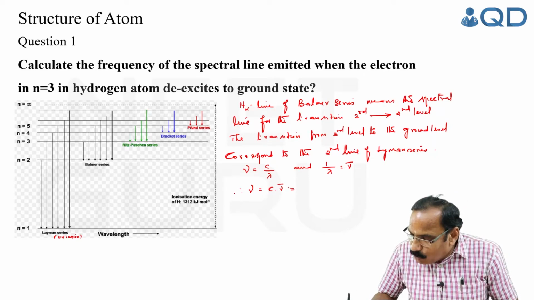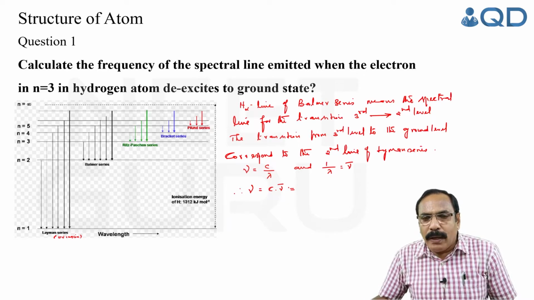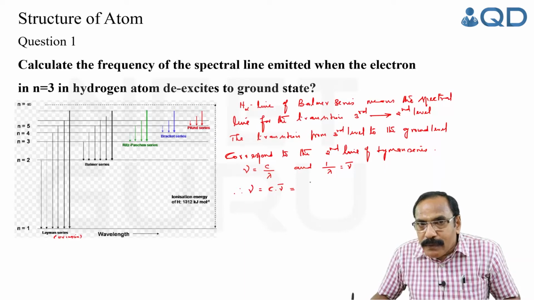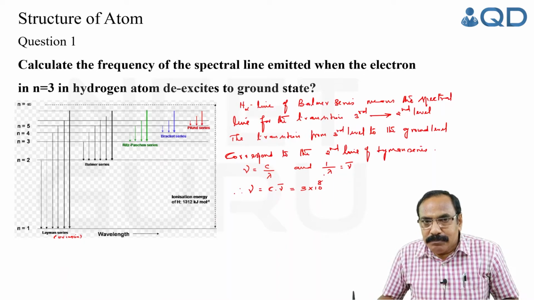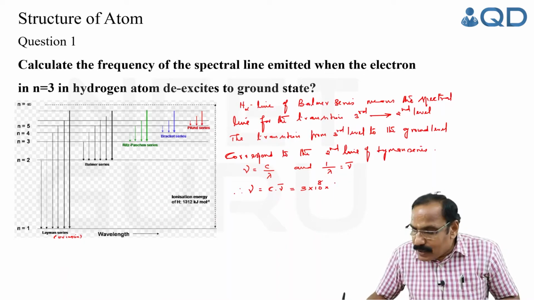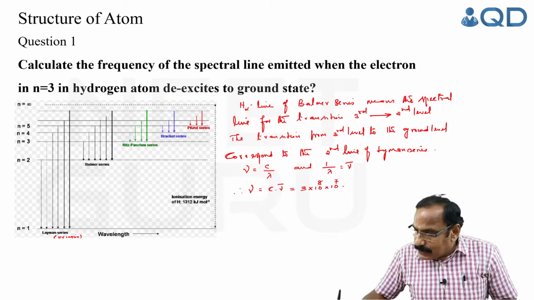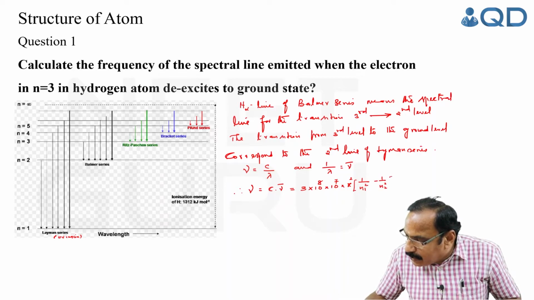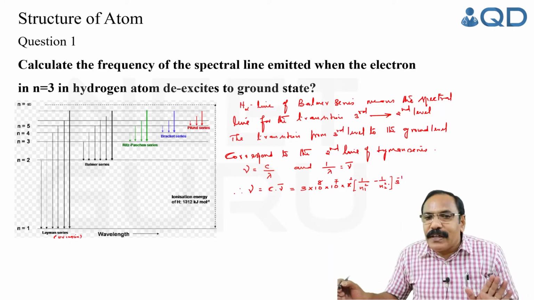That is equal to nu bar, Rydberg constant RH into Z square into 1 by N1 square minus 1 by N2 square. So, substituting the velocity of light, 3 into 10 to the power of 8 meter per second, into Rydberg constant, which for calculation we take as 10 raised to 7, into atomic number square into 1 by N1 square minus 1 by N2 square. That much second inverse. That is the frequency.